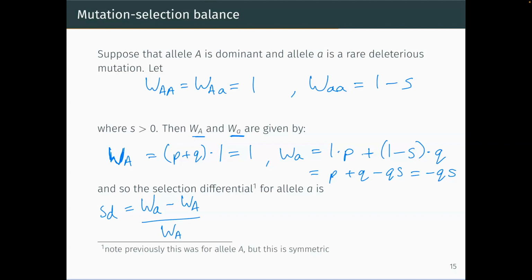I thought P plus Q was 1, so isn't it 1 minus Qs or not? Yes, it is. Sorry, I've got this in my notes, but I've made a typo. Thank you for correcting me. This is 1 minus Qs. Thank you.